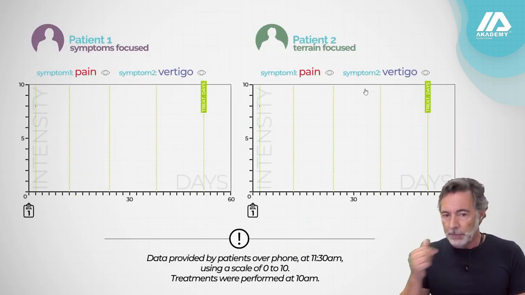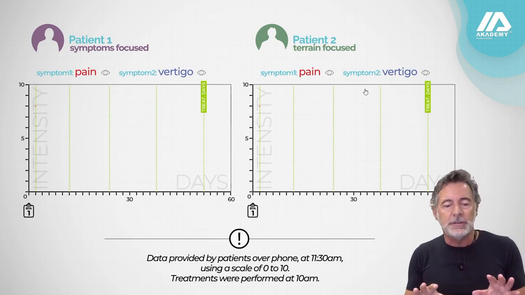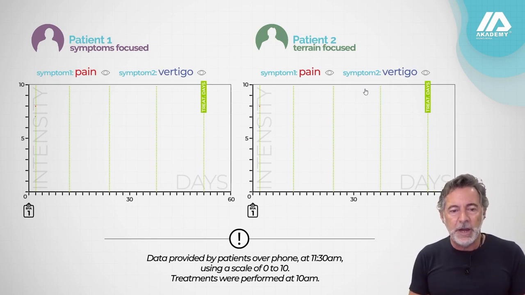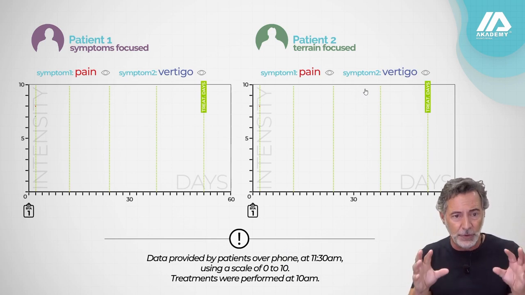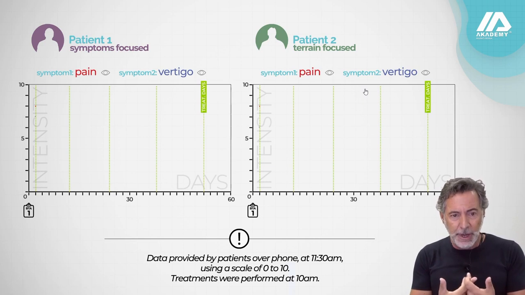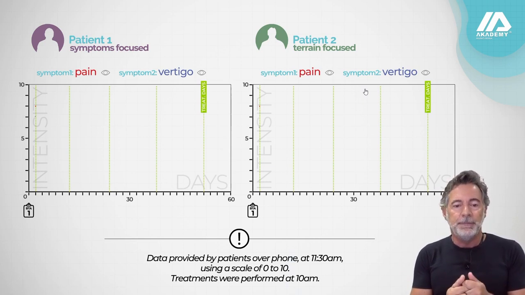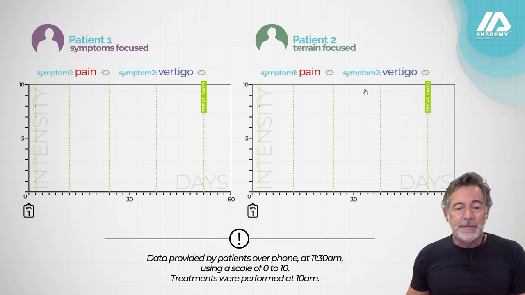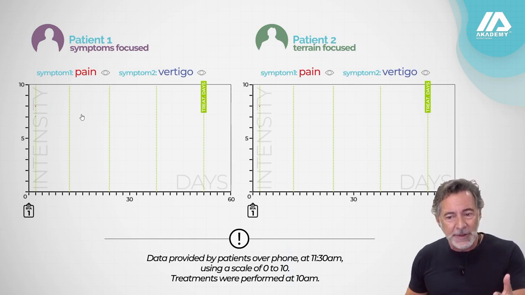Okay, so this is the chart about what happens with the two patients. Let me explain that we have two symptoms that we focus on. It's pain, because both come with a lot of pain, and vertigo. Okay, so we did a treatment here, and we did a treatment here for both at the same time.